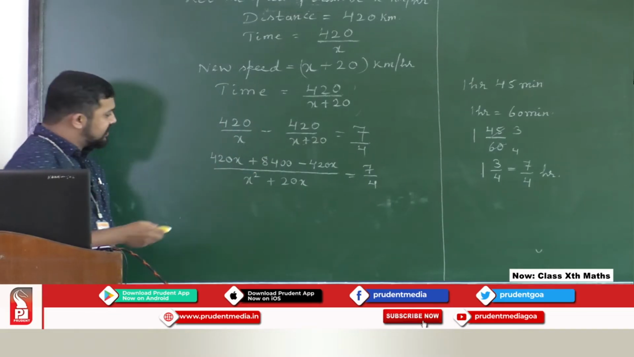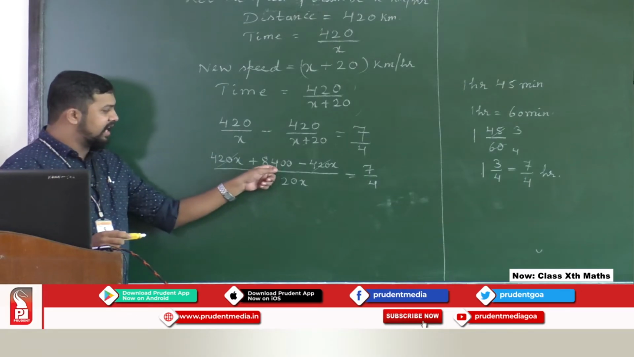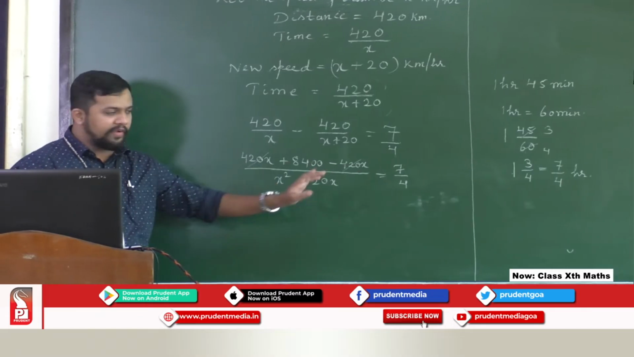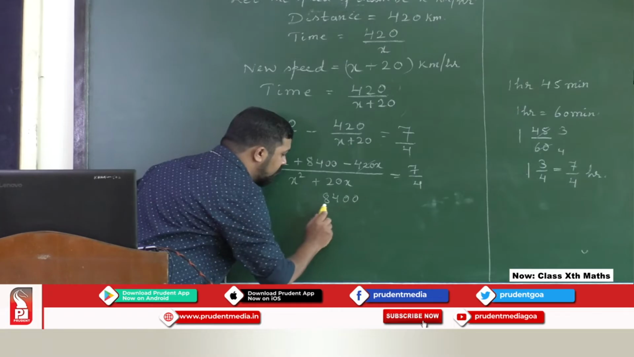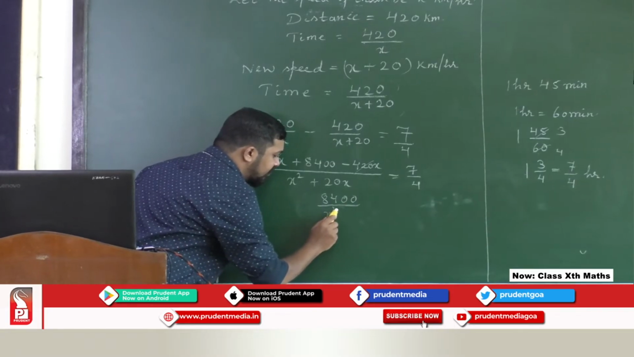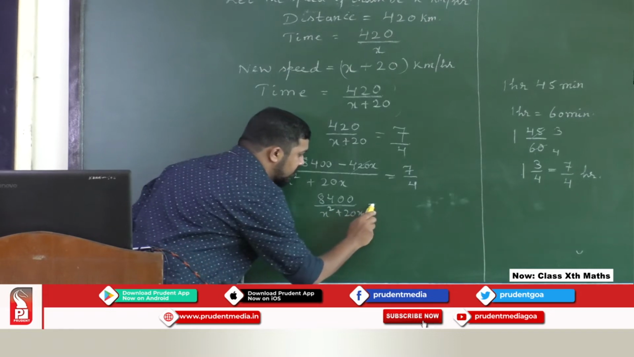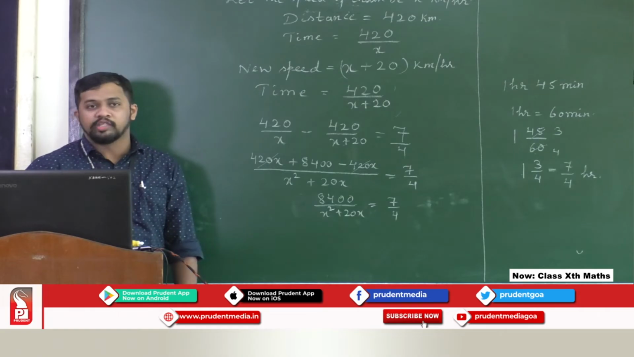Some terms will get cancelled, so 420x, 420x will get cancelled. What will remain is 8400 upon x square plus 20x is equal to 7 by 4. So I will write that: 8400 over x square plus 20x equals 7 by 4. Now again I have to do cross multiplication.